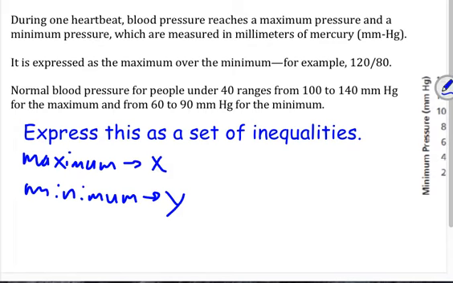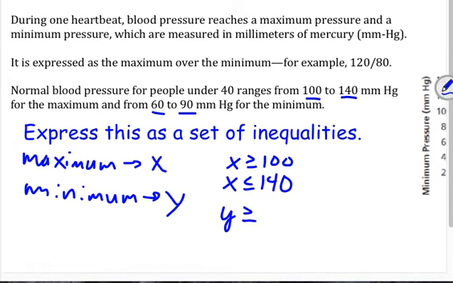First of all, for the maximum, it ranges from 100 to 140. So the first thing I'd say is this: X has to be greater than or equal to 100. But also, X has to be less than or equal to 140. That's your maximum pressure. And then Y, your minimum pressure, ranges from 60 to 90. So it's got to be greater than or equal to 60, and it also has to be less than or equal to 90. So there's a little range in there.